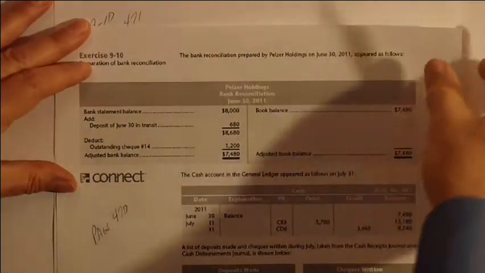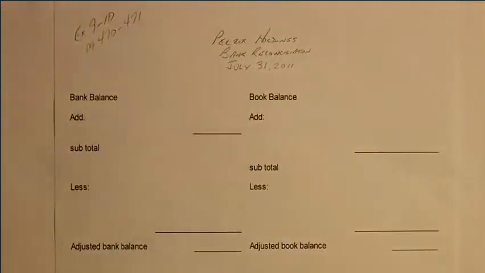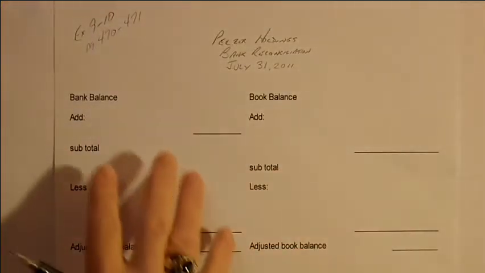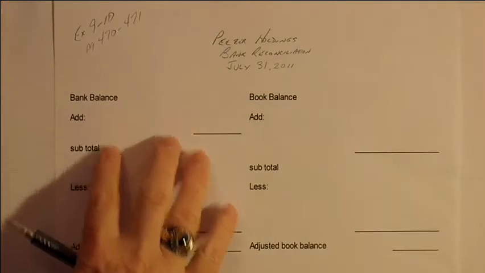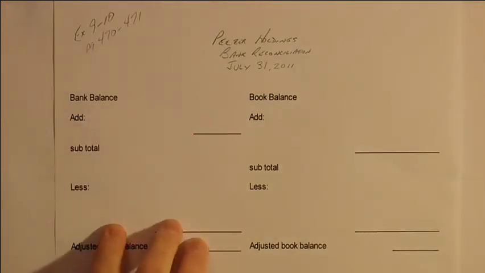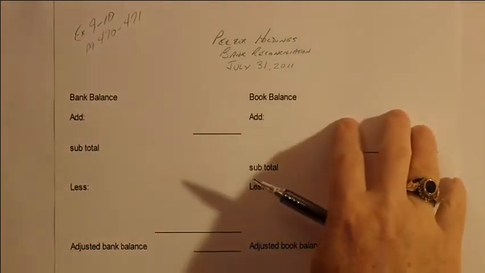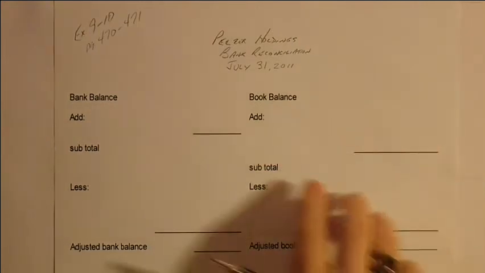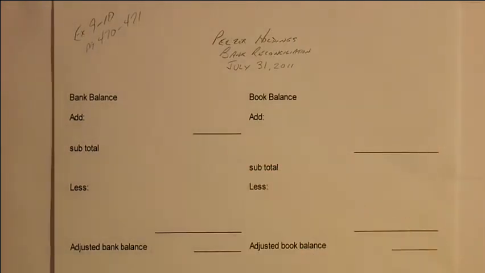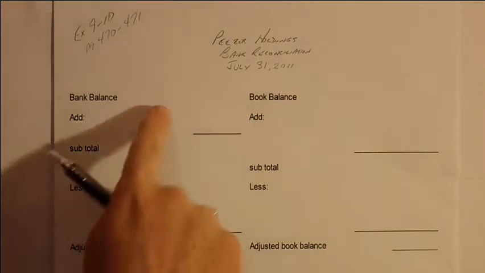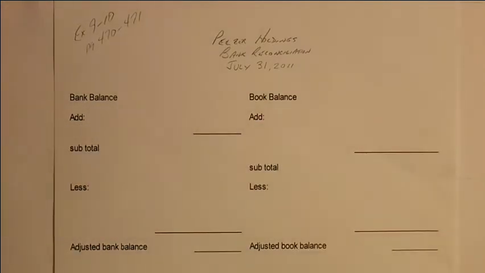So the starting point for a bank reconciliation, if you have this basic form, is we start off with the bank balance and try to figure out what they don't know about yet, and we start with the book balance, our balance, and try to figure out what things the bank has recorded that we haven't yet. So let's fill in the book balance and the bank balance, and how do we find those?